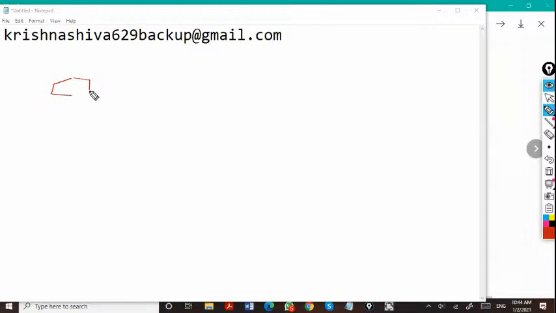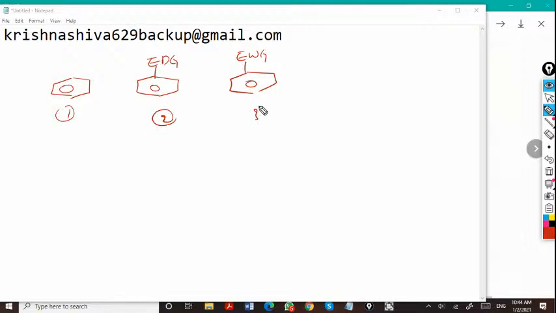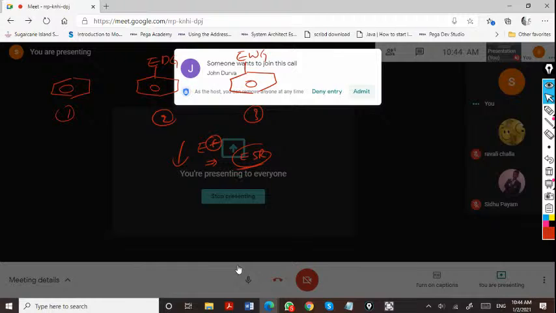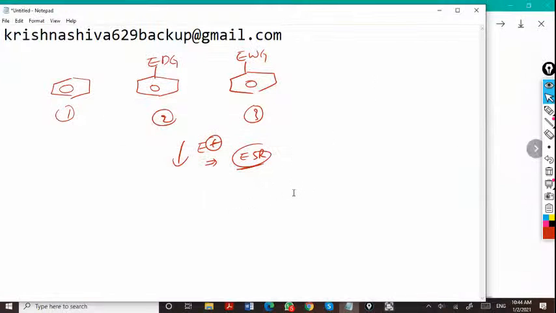For example, if I take a simple benzene system, a benzene system with an electron donating group attached, and a benzene system with an electron withdrawing group attached. This is 1, this is 2 and this is 3. If I treat them with an electrophile, which is going to react with the electrophile faster, which is most feasible or most reactive in electrophilic substitution? Can you guess?